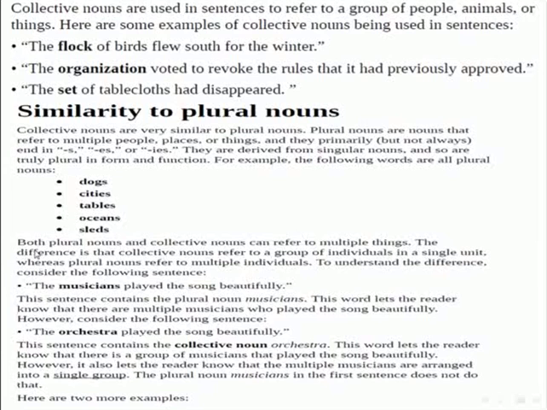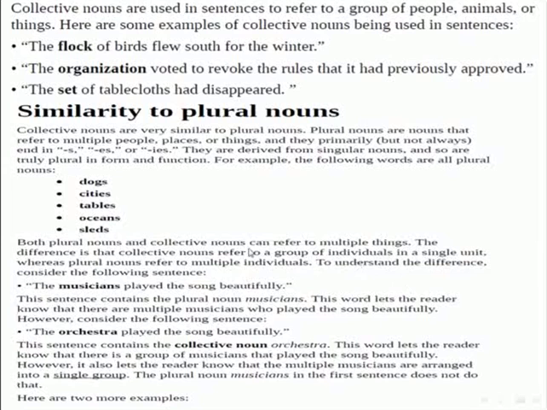What else? Both plural nouns and collective nouns can refer to multiple things, but the plural is plural. But when we say collective, it can be singular, can be plural, right? The difference is that collective nouns refer to a group of individuals in a single unit, whereas plural nouns refer to multiple individuals, right? Collective can refer to a group of individuals.